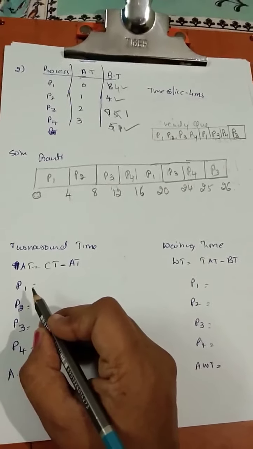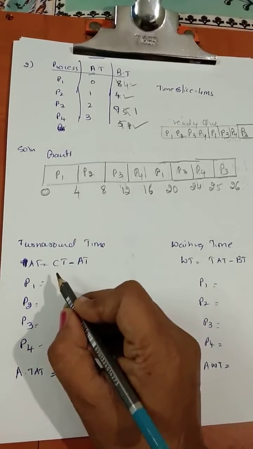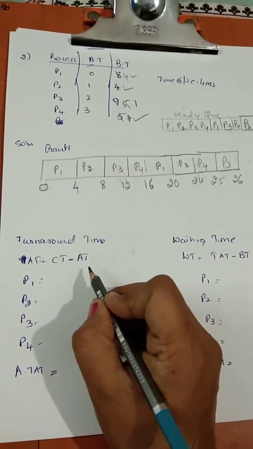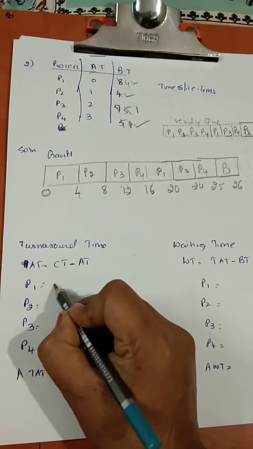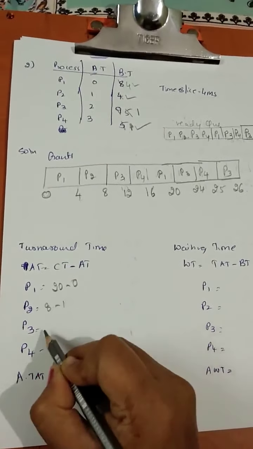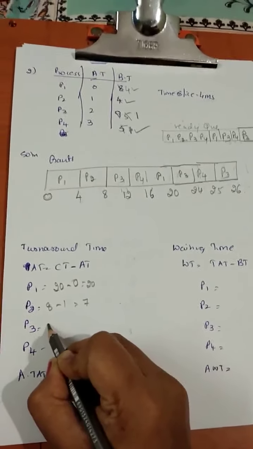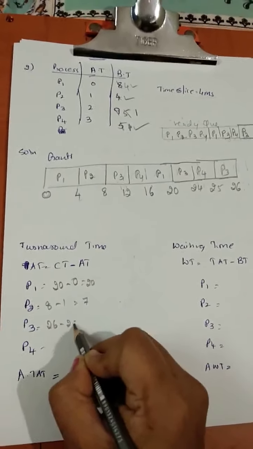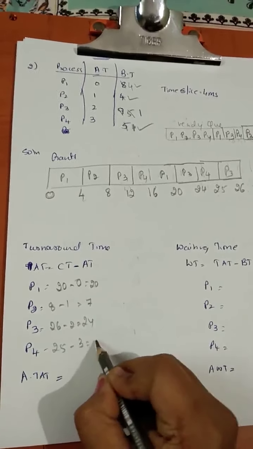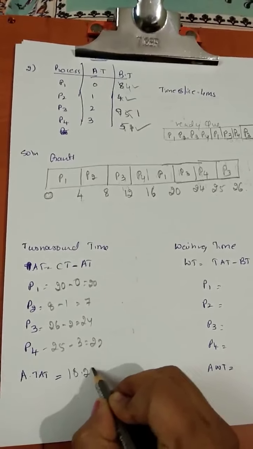So you know how to calculate the turnaround time. The turnaround time for a process is calculated as completion time minus arrival time. So for P1 it is 20 minus 0, which is 20. P2 it is 8 minus 1, that is 7. P3 it is 26 minus 2, 24. P4 it is 25 minus 3, it is 22. So average turnaround time will come up to 18.25.